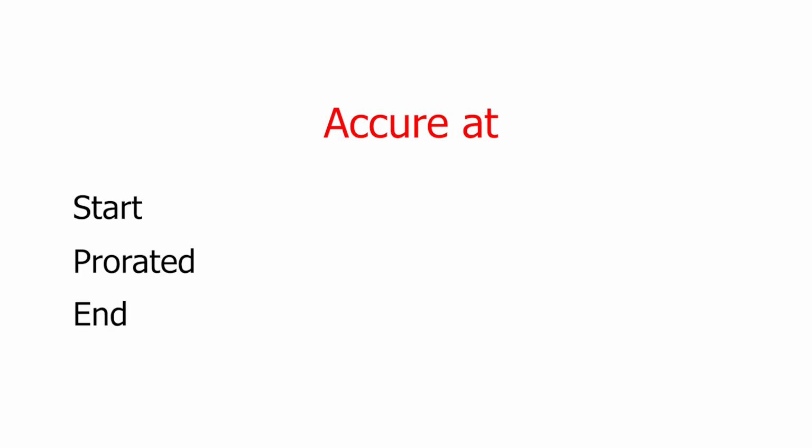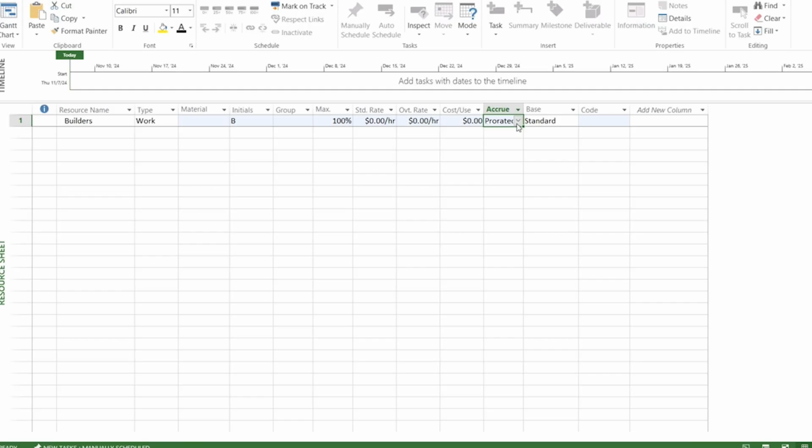Start means that the cost will accrue at the beginning of the task. It means that the full cost of the resource is charged at the task start date, regardless of how long the task takes to complete. Prorated costs are accrued continuously over the duration of the task. If you set this, the cost is spread out evenly across the task timeline, accumulating day by day.